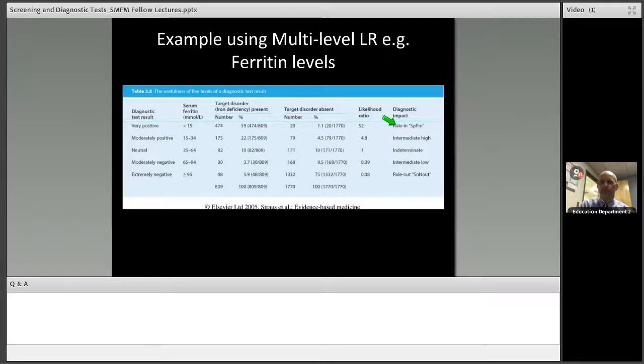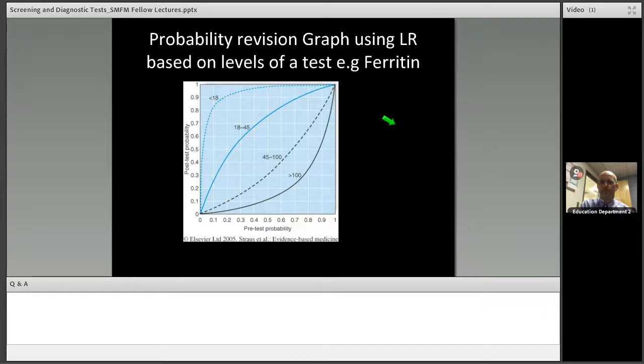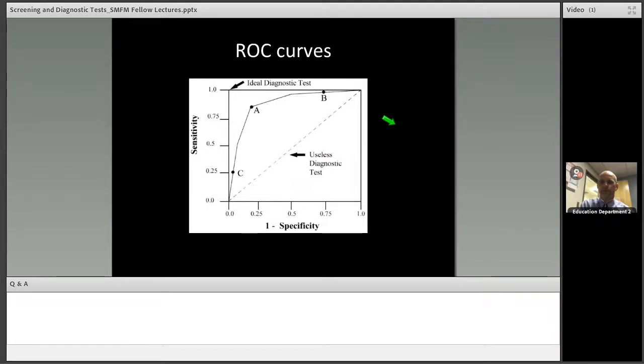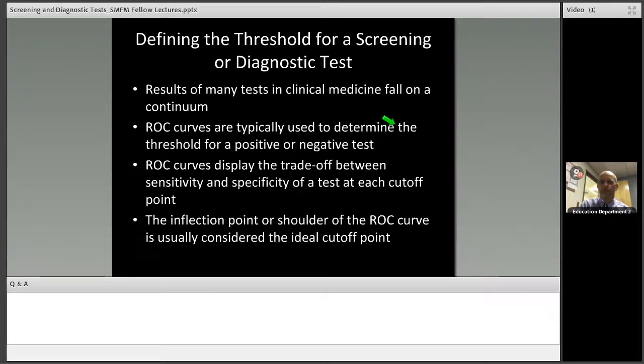So you're ruling them in for iron deficiency anemia. You may have to treat them with iron. So it's just a simple illustration of one way of using this test. Okay, this is just a graphical illustration of the same principle here. I think I flipped to test.